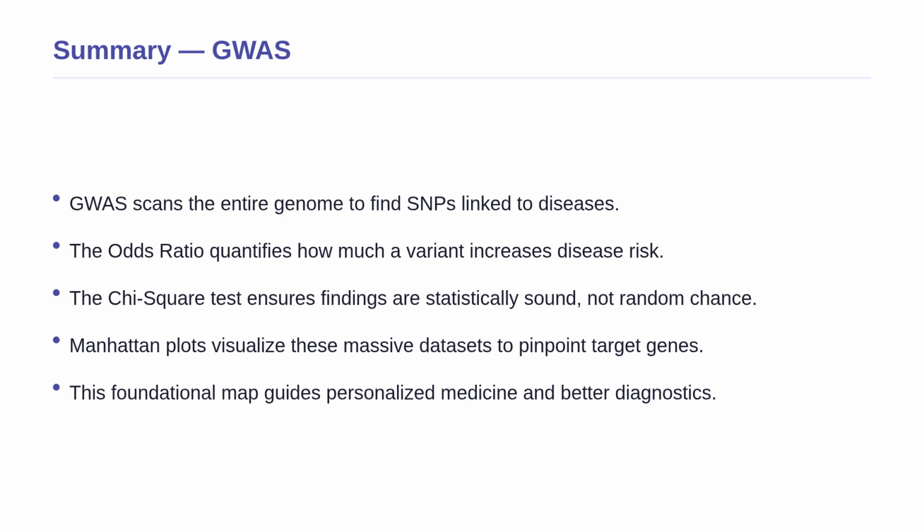Third, we saw that science requires proof, which is why we use the chi-square test to ensure our findings are statistically sound and not just random chance. Finally, we saw how Manhattan plots beautifully visualize these massive data sets. You now understand the foundational map that guides researchers toward better diagnostics and personalized treatments. Great job following along with both the biology and the math.